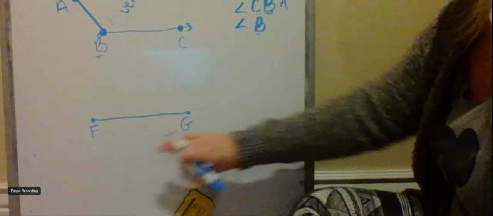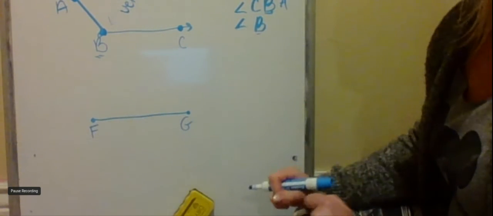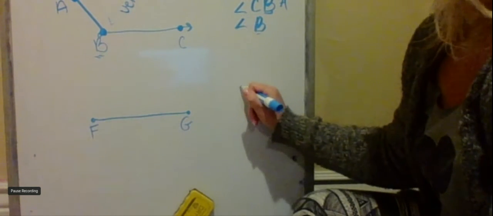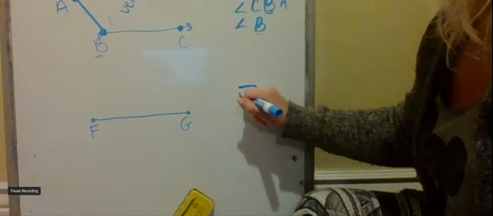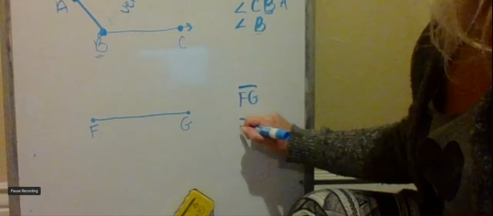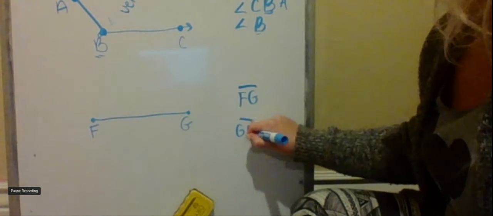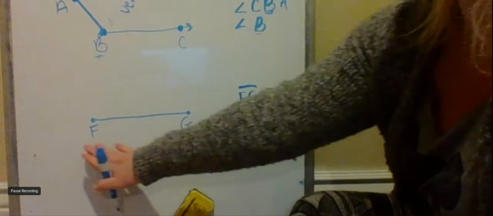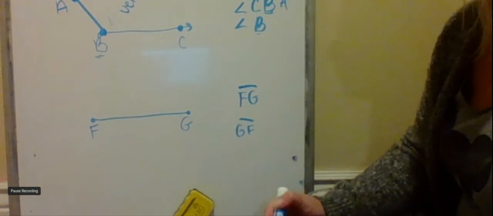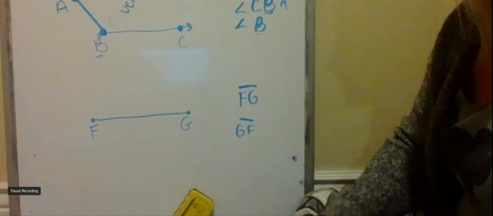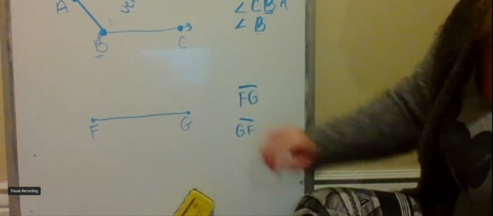So how you would write this line segment, you would say line segment FG, and you would just do a small looking line. Here, I'll do it darker. Okay, and then you would just say FG. You could also for this one do GF, but like I said before, because we read left to right, I also like to do the letters from left to right.